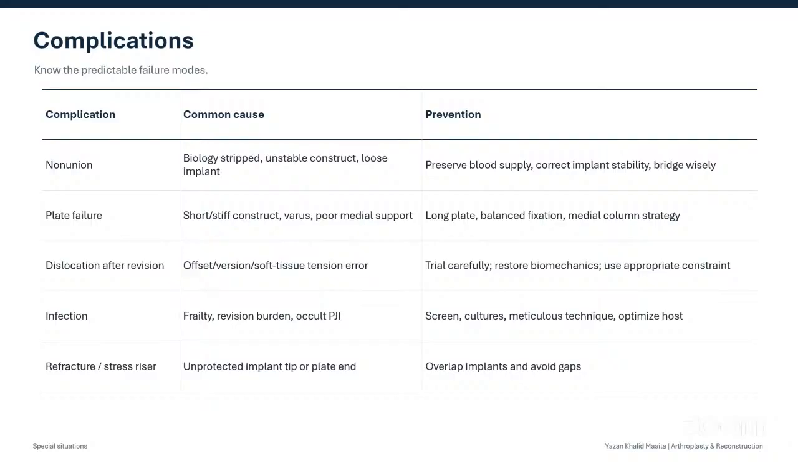Dislocation after revision happens because of offset revision or soft tissue tensioning error. Trial carefully, restore the biomechanics, and use appropriate constraint. Infection, occult PJI, could happen because of the revision and fragility. Screening, culturing, meticulous technique, and optimizing the host. Refracture or stress riser: use a protective implant tip or plate, overlap the implants, and avoid gaps.